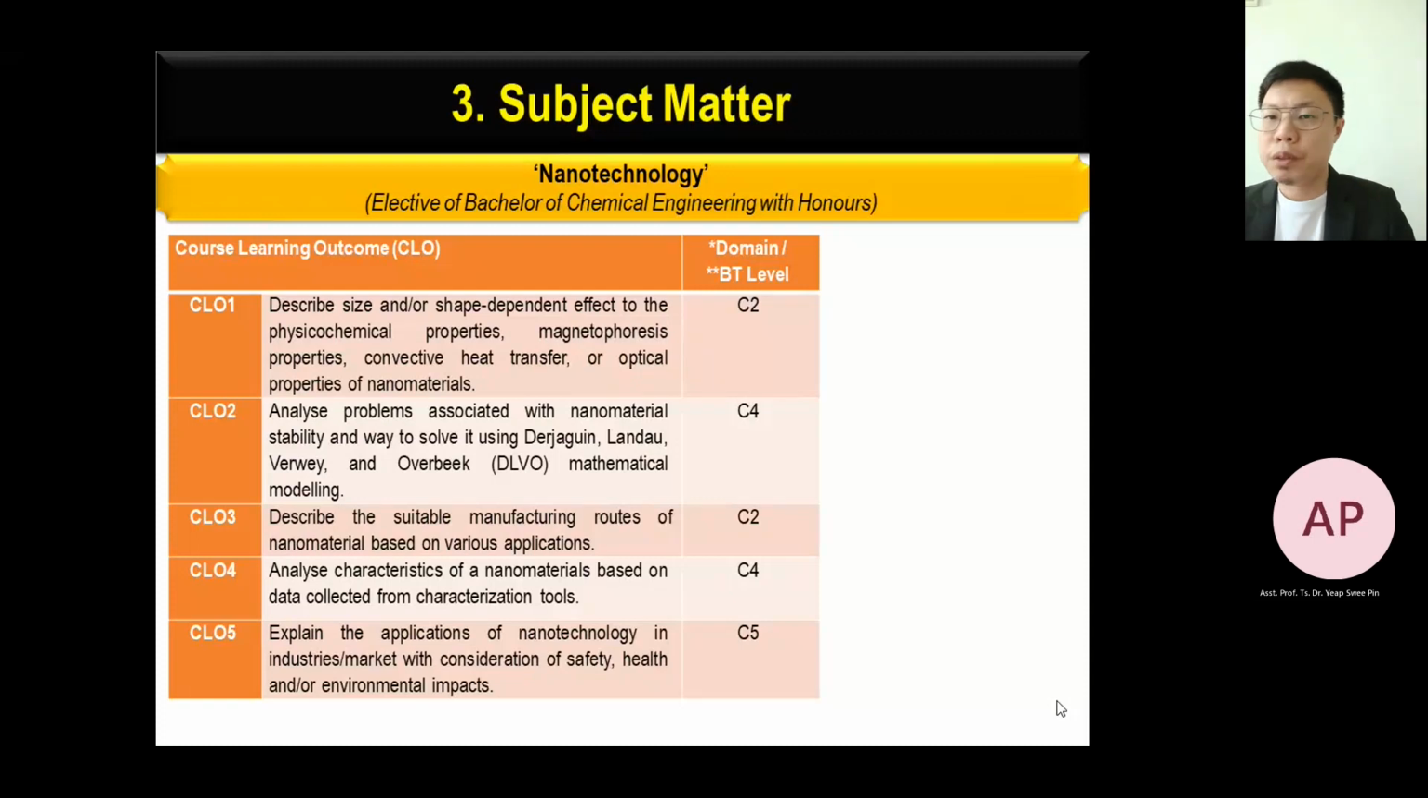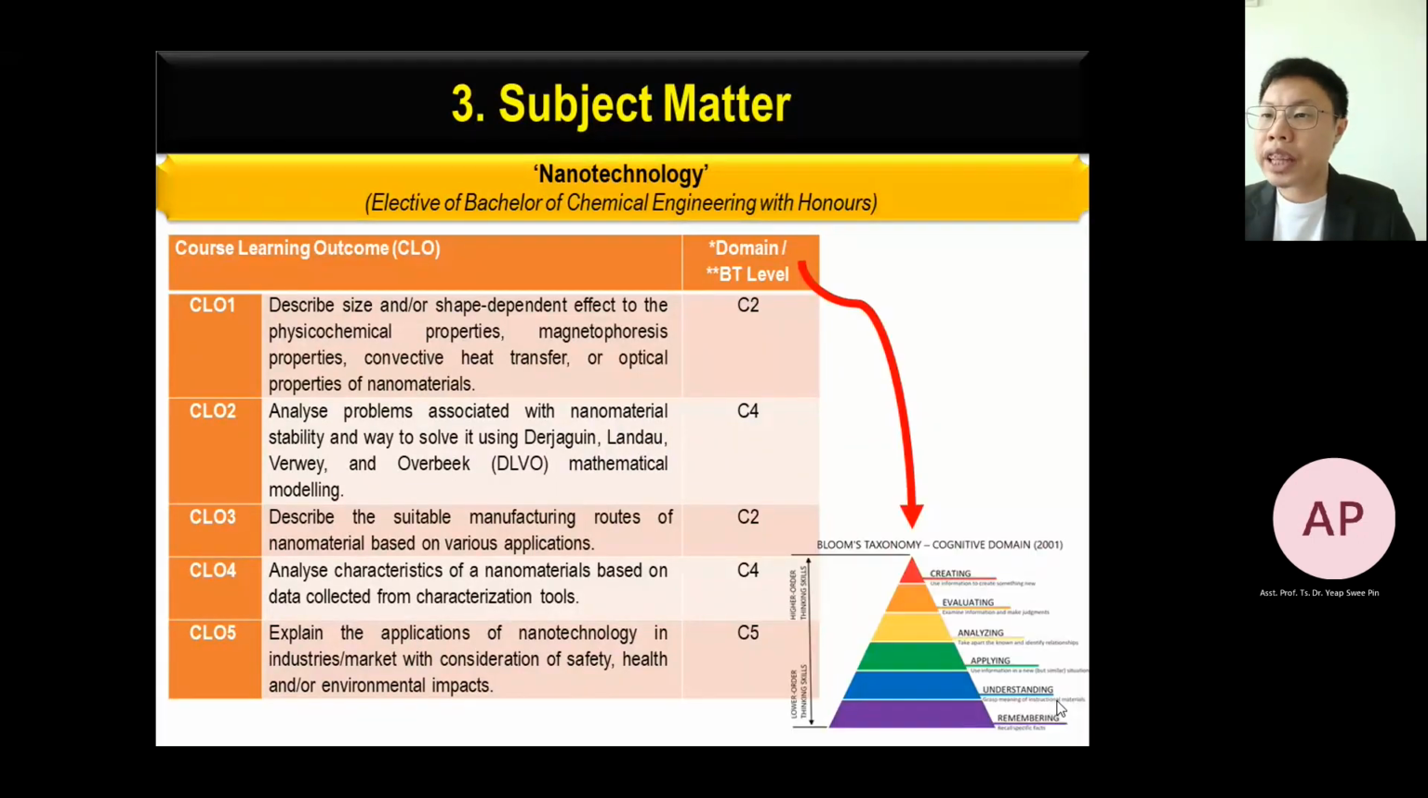Today we would like to highlight the 5th learning outcome, course learning outcome 5, whereby we expect the students to be able to explain the application of nanotechnology in the market with consideration of the safety, health, and environmental impacts. Of course, this course learning outcome is tackling a different Bloom's taxonomy level, particularly C5, Bloom's taxonomy level 5, evaluating. We expect students to be able to evaluate the application of nanotech and also the toxicity.